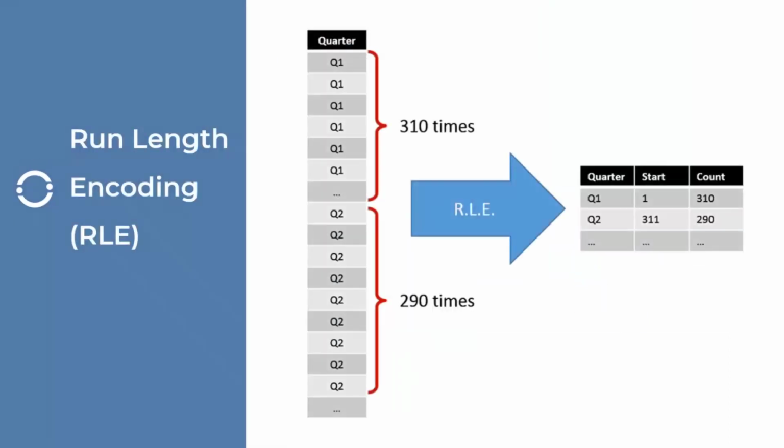And then on top of that, there's also run length encoding. And this is why the order that your data gets stored in is so important. You don't have to worry about any of this stuff. Power BI, the Vertipaq engine, does a lot of this work for you.